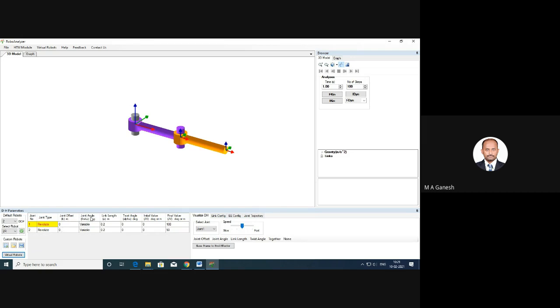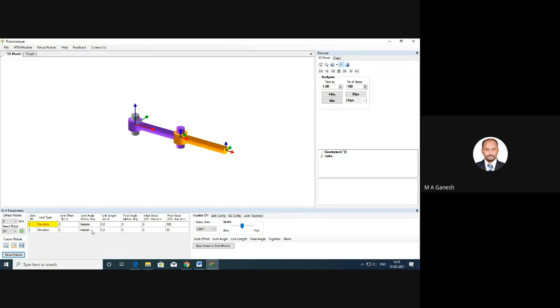Next one, the joint angle theta in degrees, which is variable. Why is it variable? Because this can be rotated. Since it is a revolute joint, it gives rotational motion and hence it is variable. How much it should vary can be given in this. The initial value is 0 and the final value is 180 degrees. The second revolute joint has a joint offset of 0. Its joint angle is variable, varying from an initial value of 0 to a final value of 90 degrees.